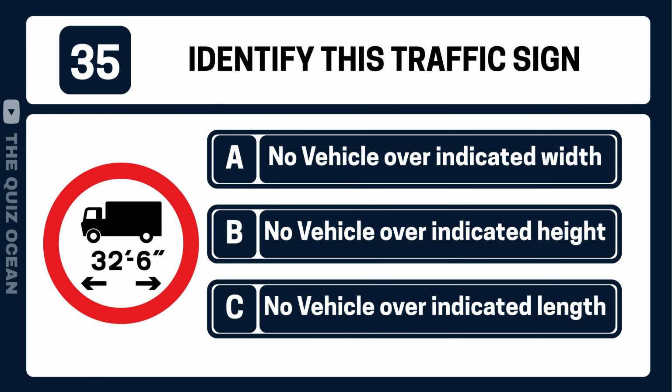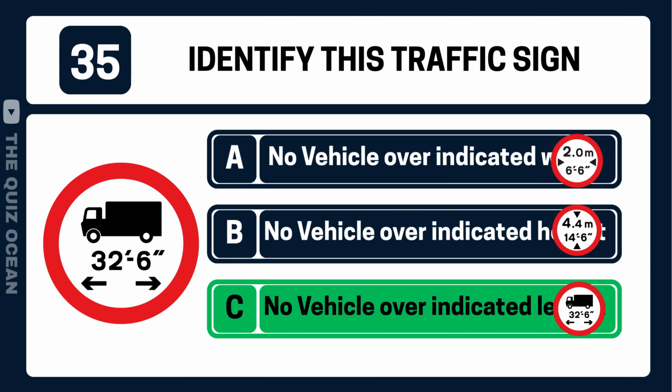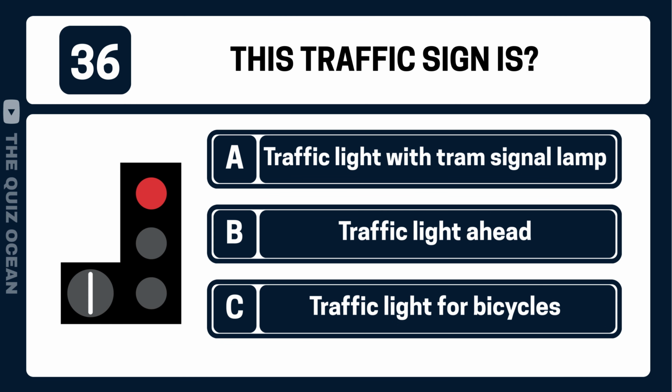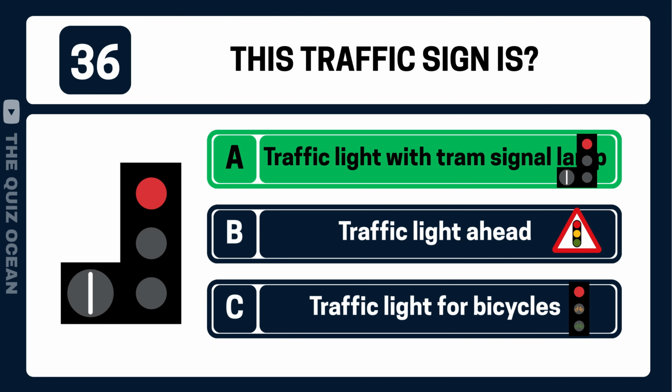Identify this traffic sign. Excellent. This sign prohibits vehicles exceeding a specific length. This traffic sign is... Good observation. This sign shows traffic lights with an additional tram signal.